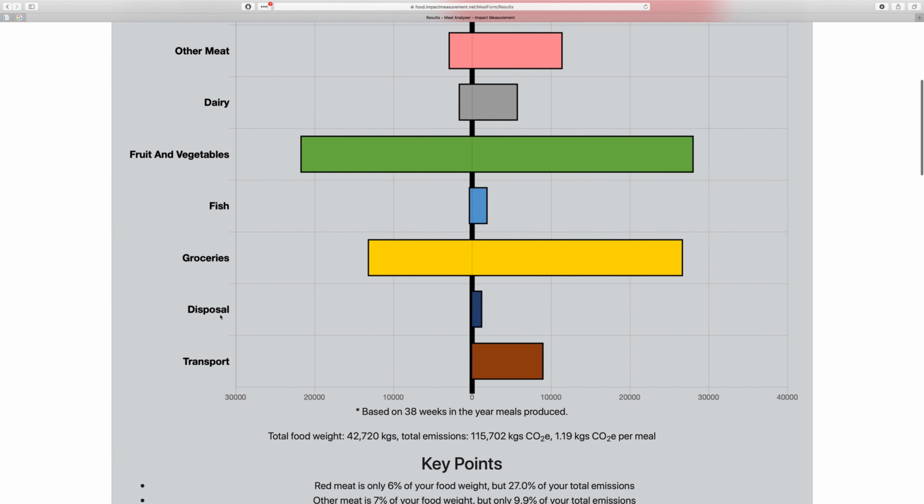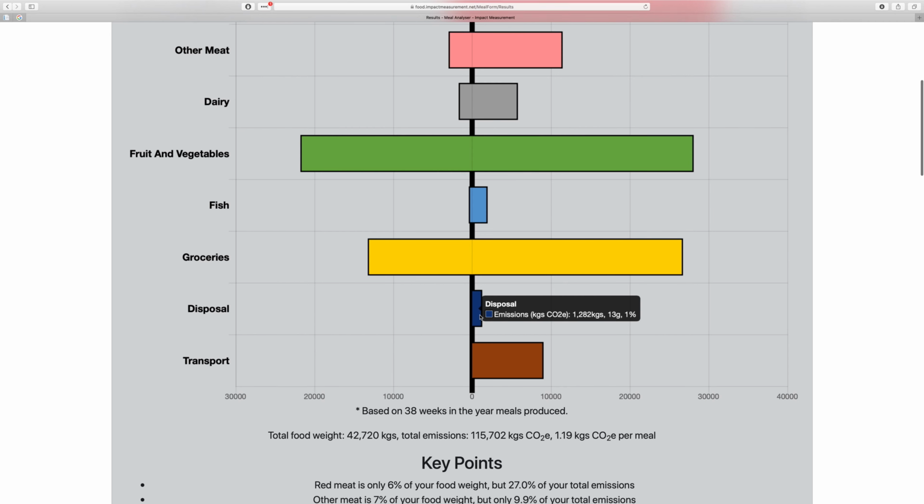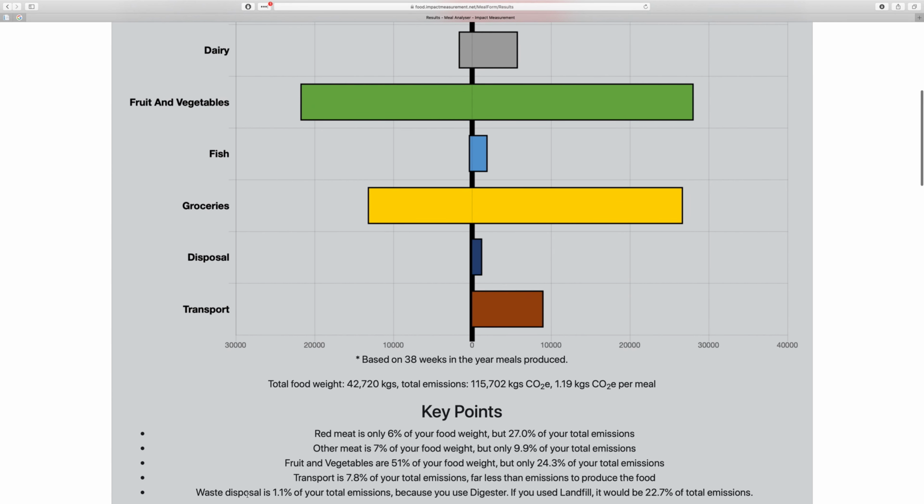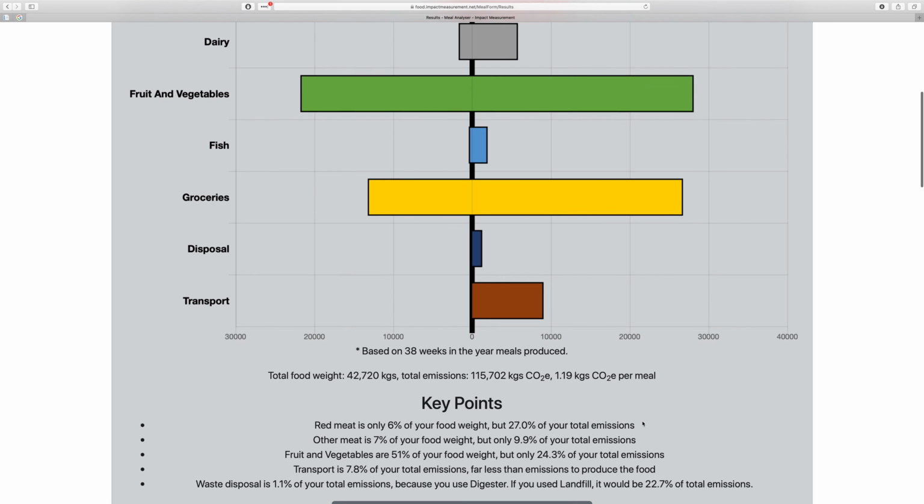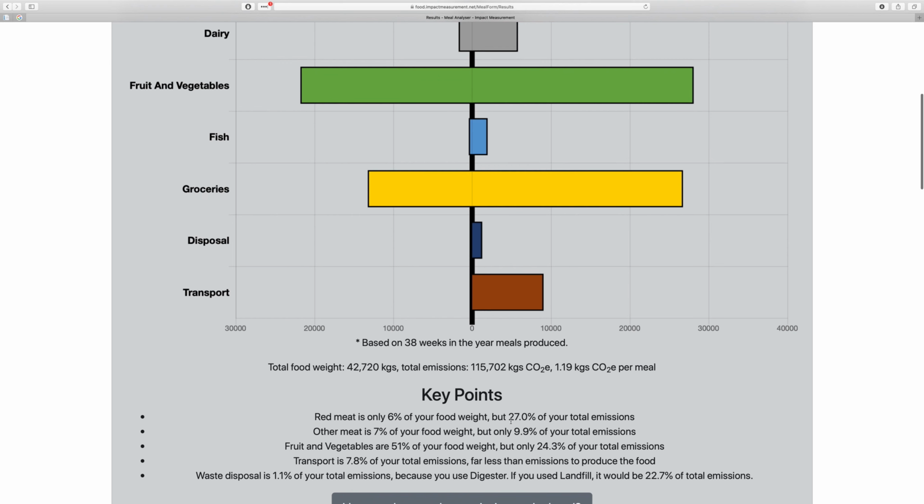As we go further down, we can see there are two additional categories in here. One is the disposal. And again, if you float over, you can see the disposal. In this case, it's only 1% because we were using a digester rather than landfill. But if you look at the bottom, you can see where we've summarized the key points. You can see that waste disposal is 1.1% of your total emissions. But if you had been using landfill, it would be 22.7%. So we're giving you some additional comparison information below.